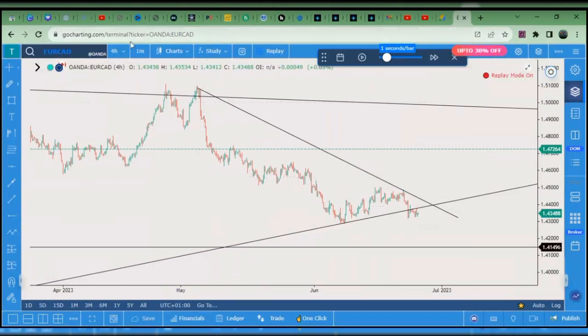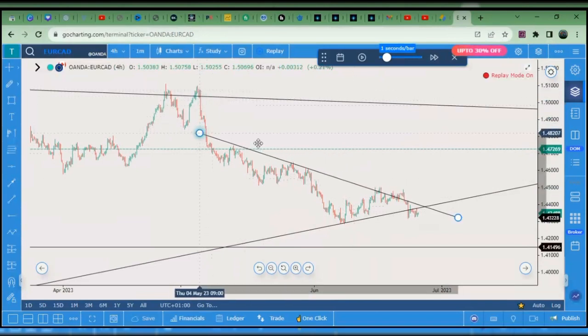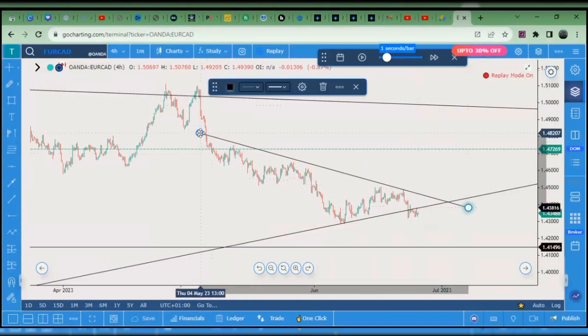But on your lower time frame, which is your 4-hour time frame, it's showing you bearish opportunities. Look for selling opportunities. So this is what you want to do in the market.